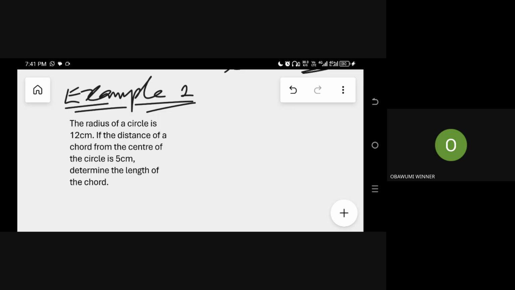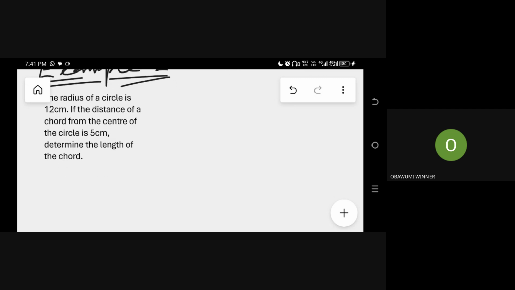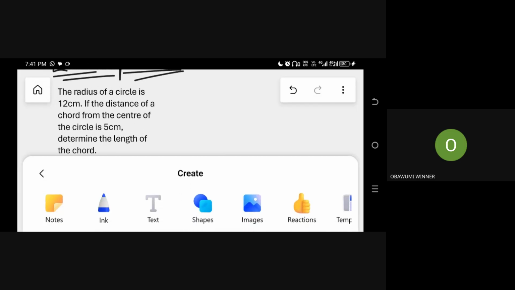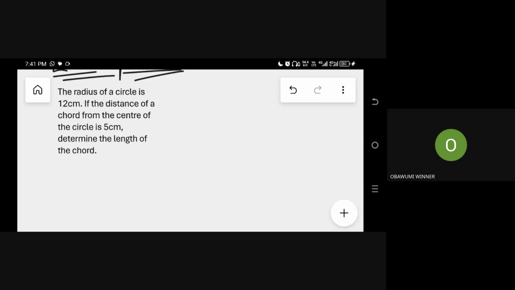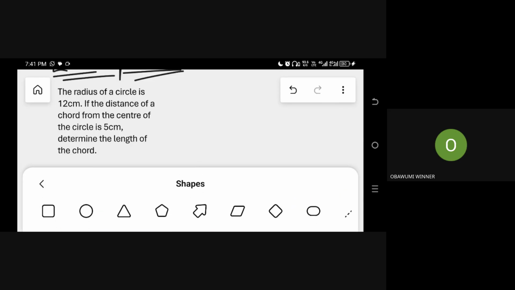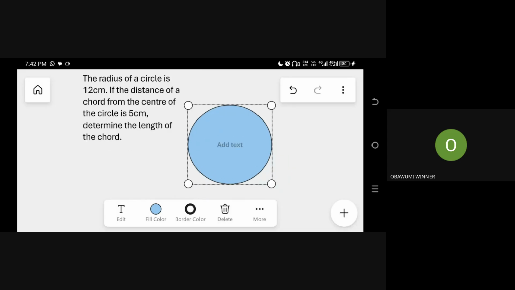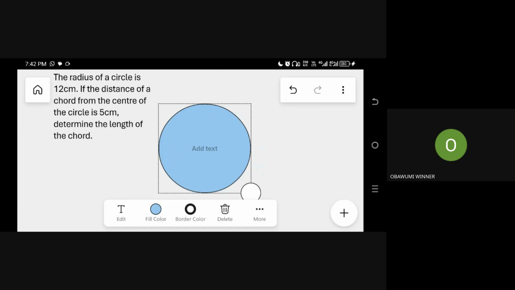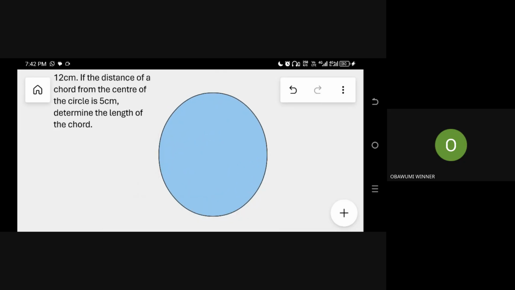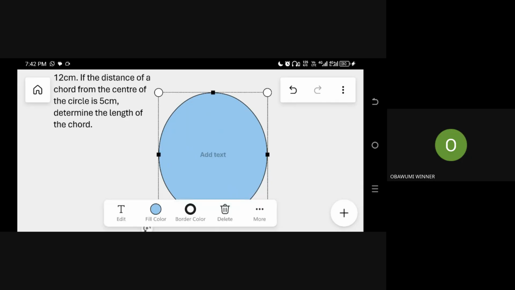So this question says the radius of a circle is 12 centimeters. If the distance of the chord from the center of the circle is 5 centimeters, determine the length of the chord. So this time we're looking for the length of the chord. I'll draw the circle and I'll try to determine where I have to put the values.